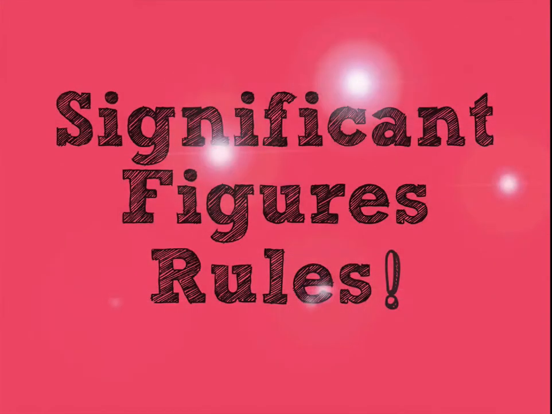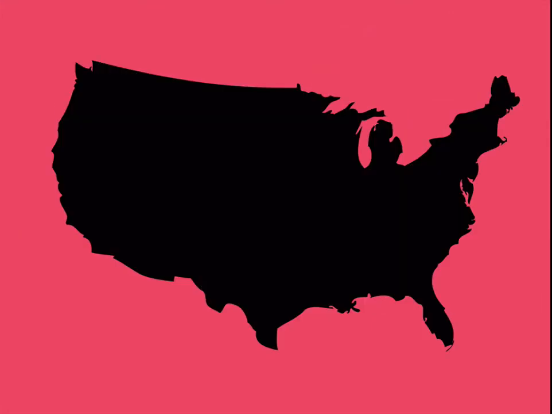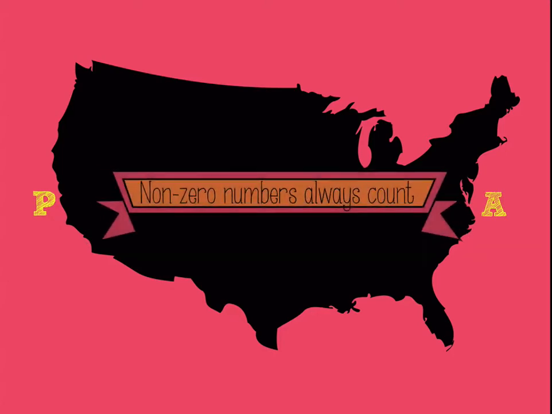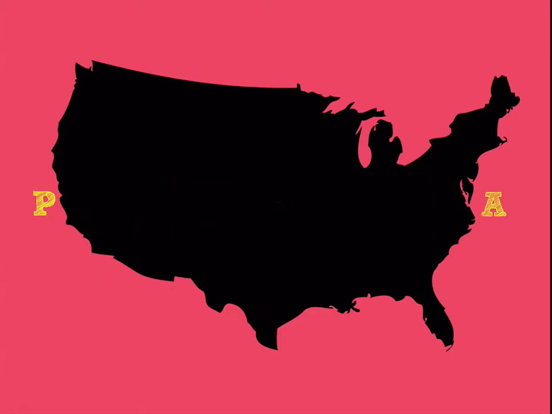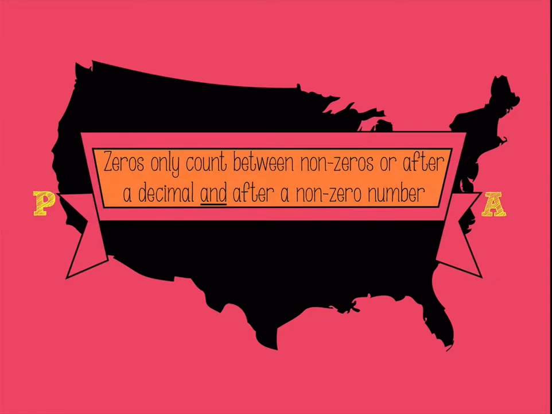Let's go through the rules of significant figures in order to find where the estimation should end. I use the United States as a way to remember how sig figs work, partly because I have an Amerocentric habit, but also because the names of the oceans work out really nicely. The Pacific Ocean and the Atlantic Ocean. P means the decimal is present, A means the decimal is absent. All numbers other than 0 always count. Zeros only count between non-zeros or after a decimal and after a non-zero number.